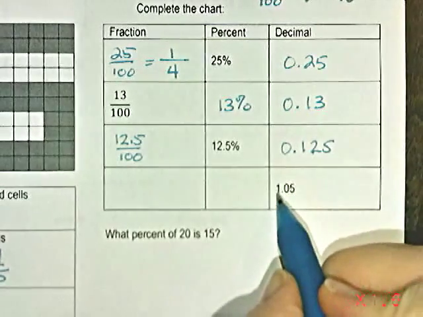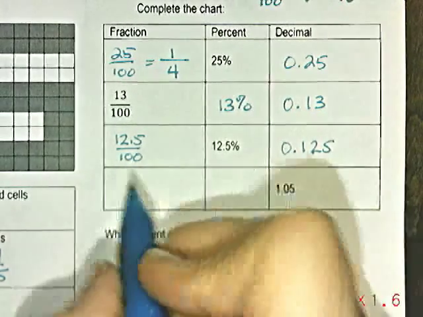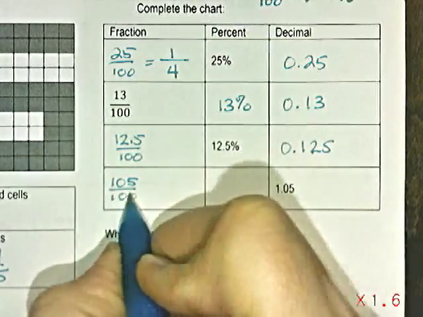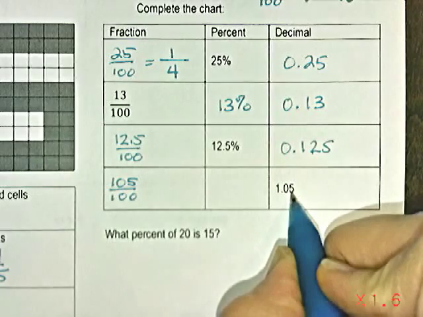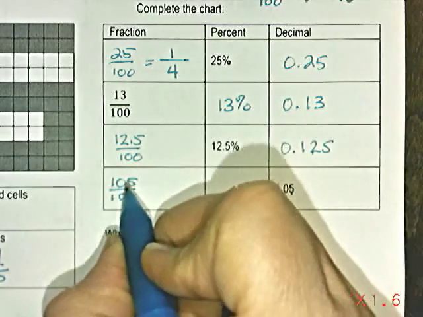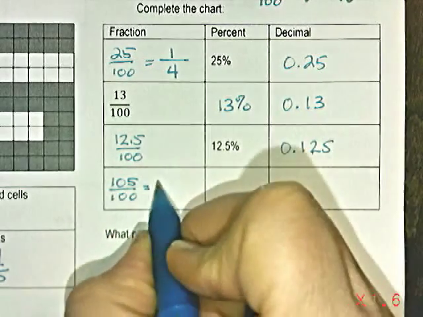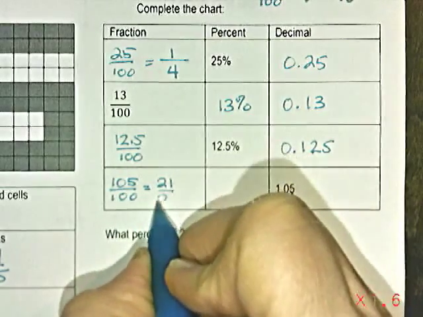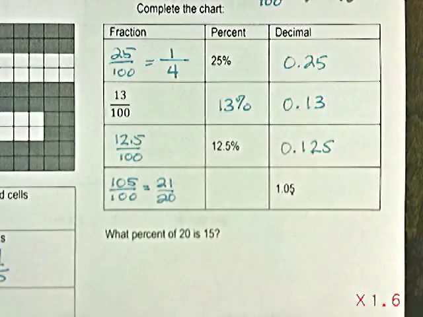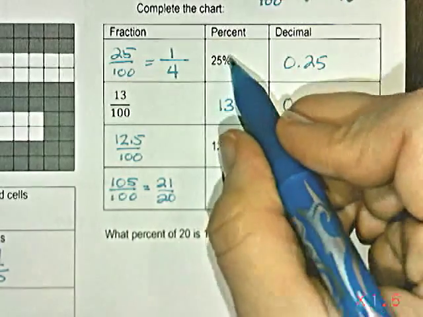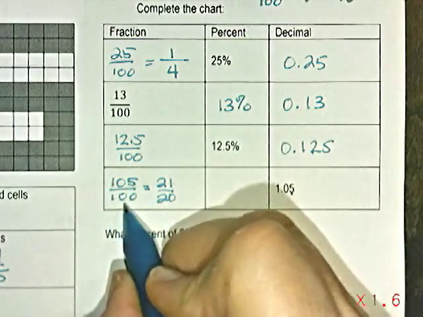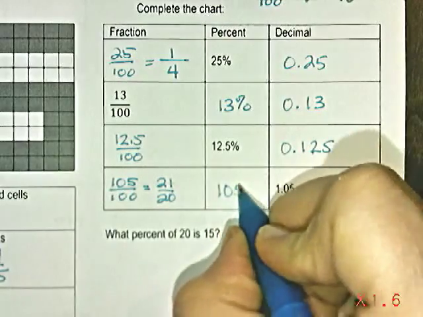If I had a decimal of 1.05, that can be changed to 105 parts out of 100 because that 5 lands in the hundredths column. And if we divide 5 out of there, there are 21 5s in 105 and 20 5s in 100, to reduce that fraction to 21 over 20. And then taking this as a percent, 105 out of 100 would be 105%.